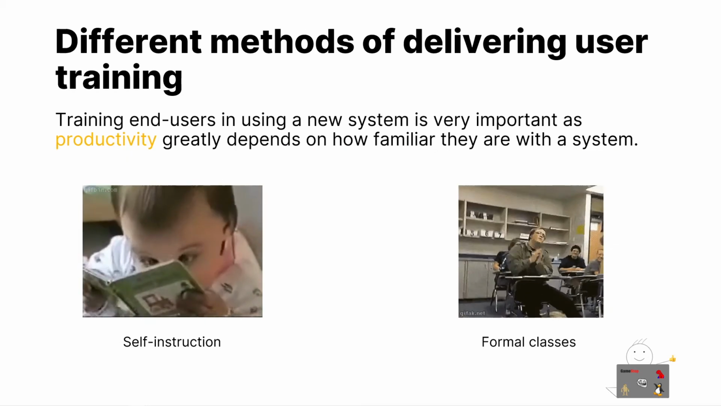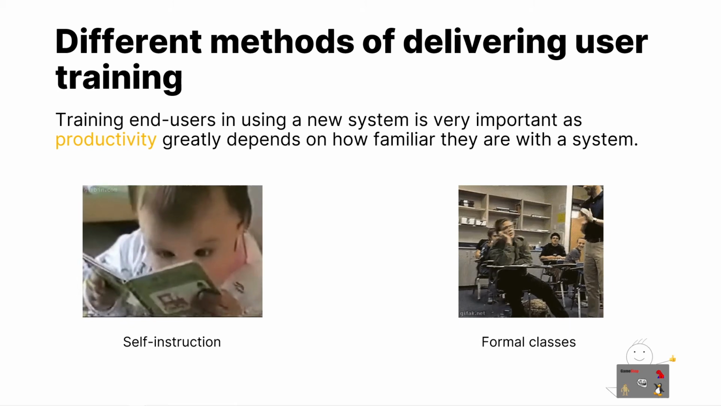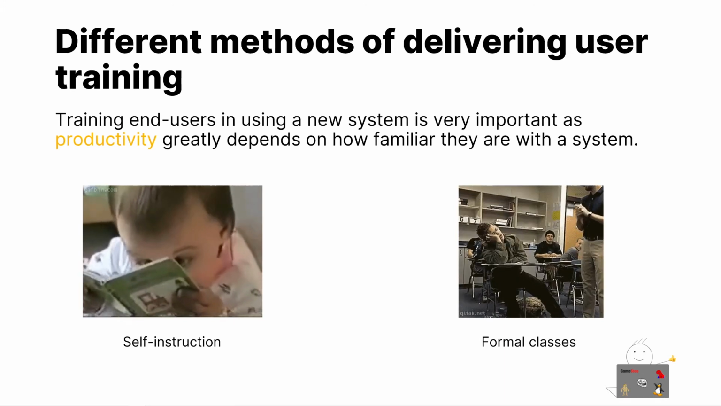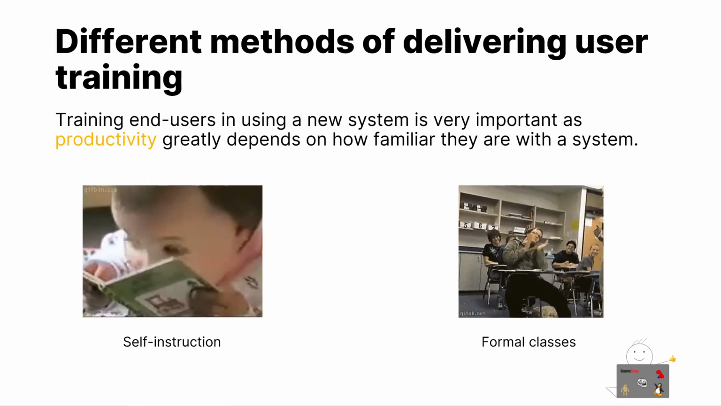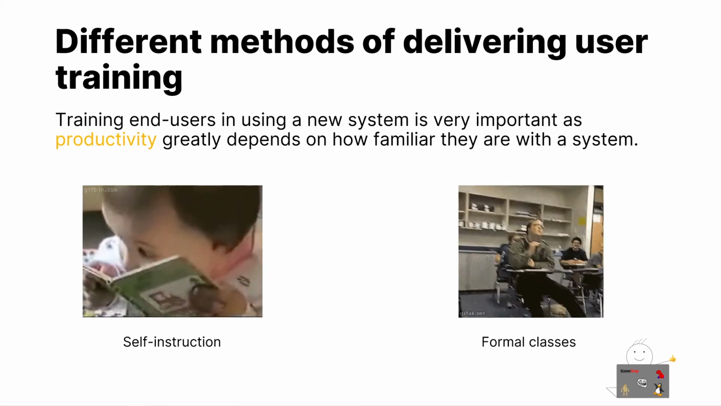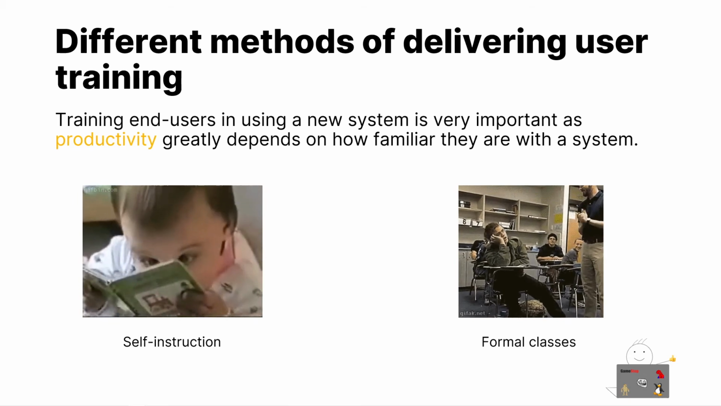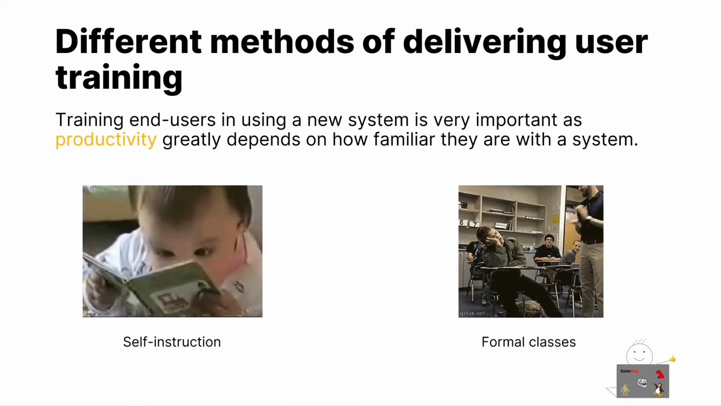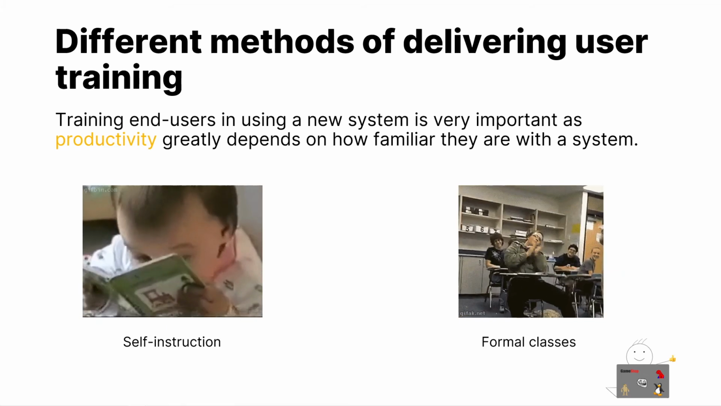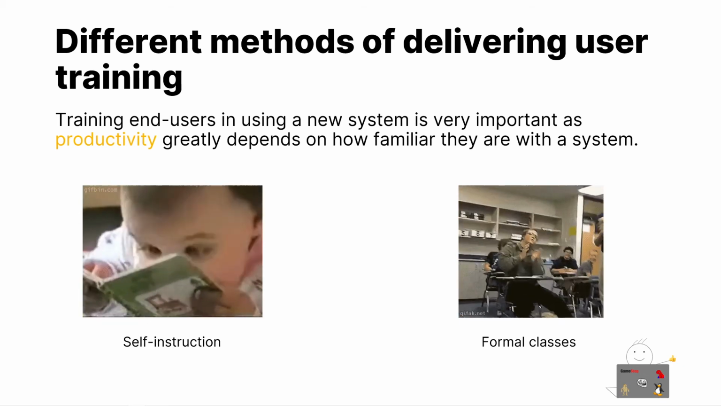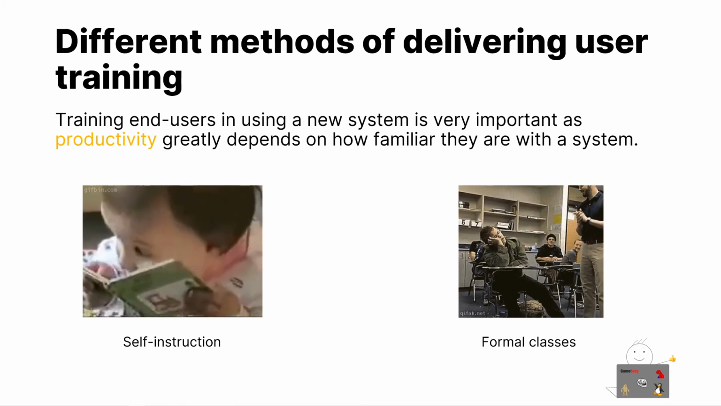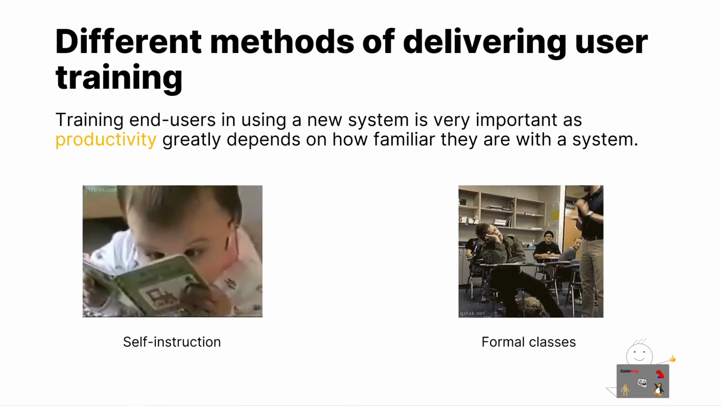And finally, we have the different methods of delivering user training, also extremely important. Training users in using a new system is very important as productivity greatly depends on how familiar they are with a system. There are, again, different ways of doing it. These are the main two, which is self-instruction. Users can learn by themselves, provided they have the right material to do so.